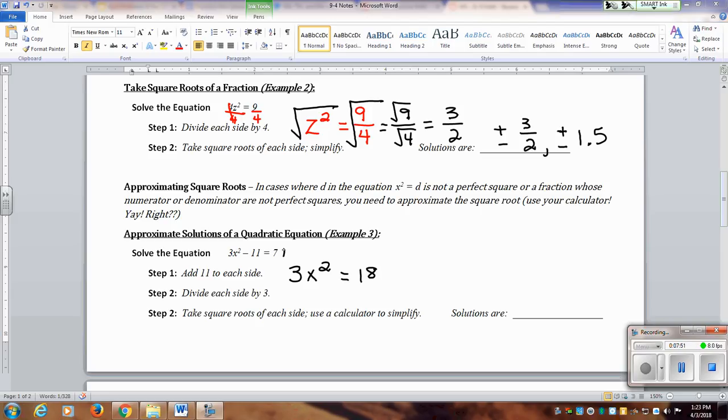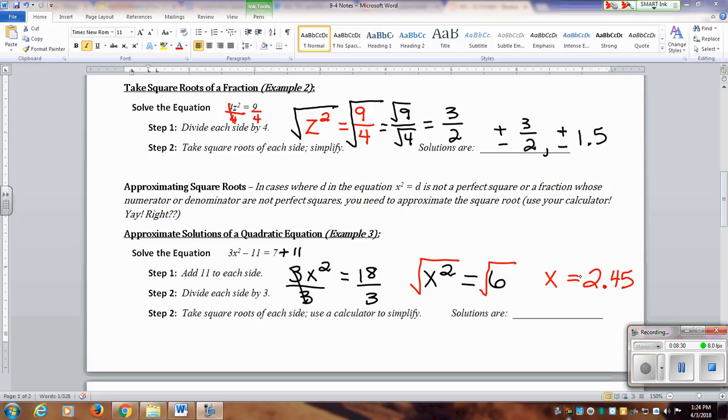Because remember, I'm adding 11 over here. So 7 plus 11 is 18. Then I'm going to divide each side by 3. Okay. And that's going to leave me with x squared equals 6. So taking the square root of x squared and the square root of 6, I'm left with x equals, and you guys can put that into your calculator. And I would say always round to the nearest hundredth. So it comes out 2.449. So go ahead and round to 2.45.